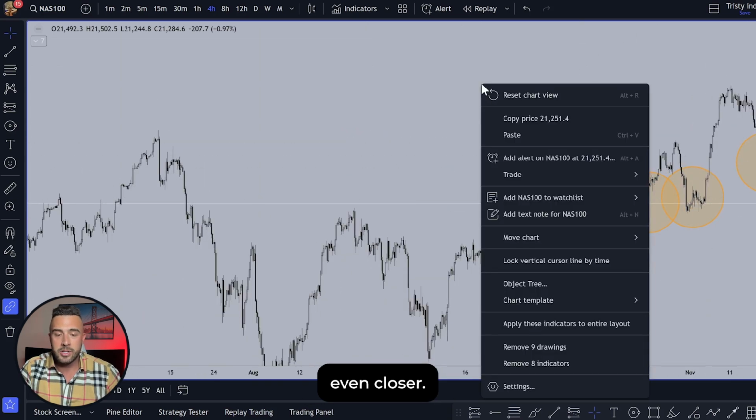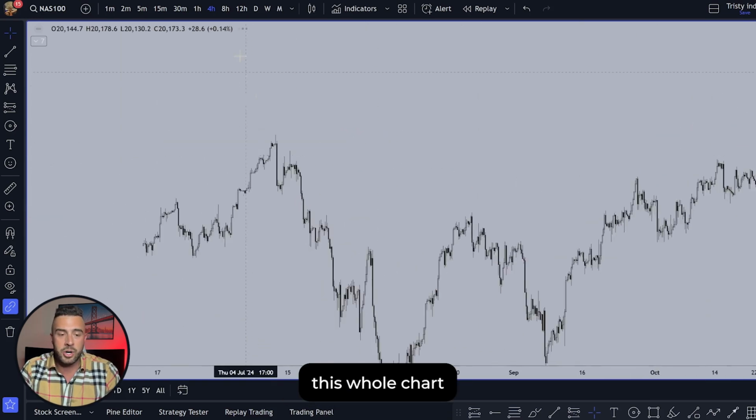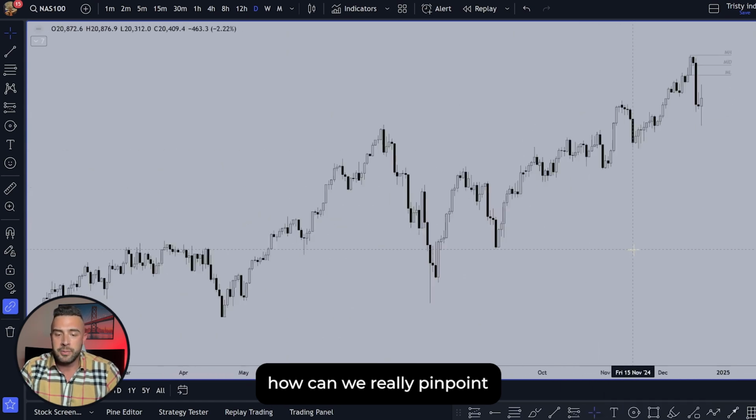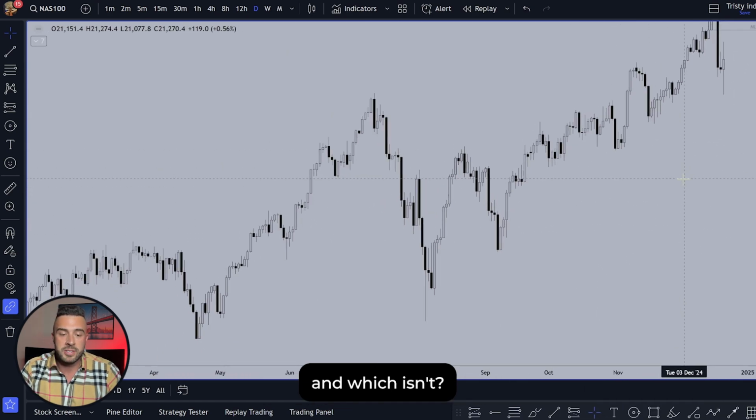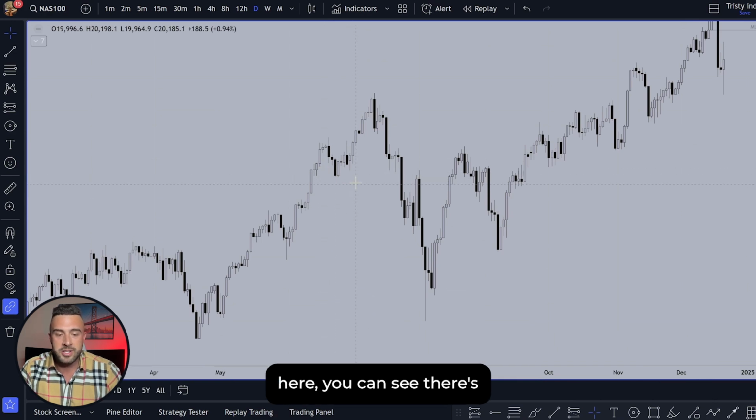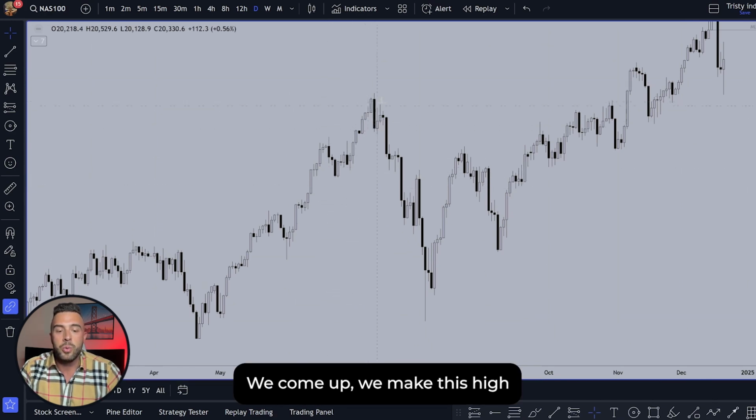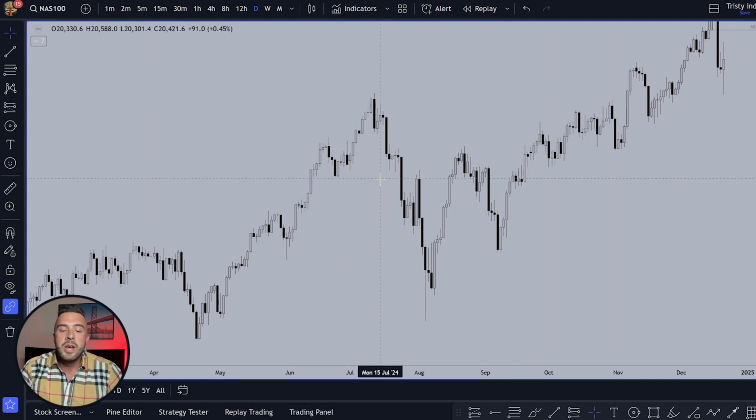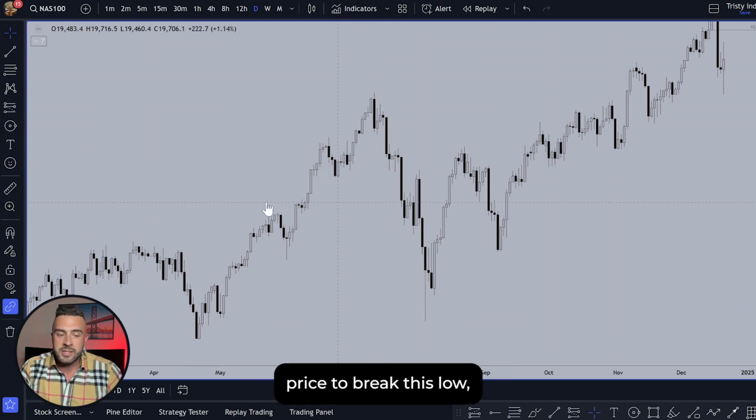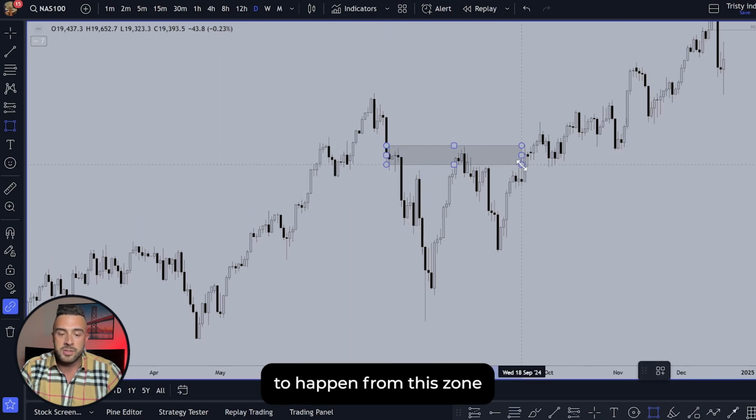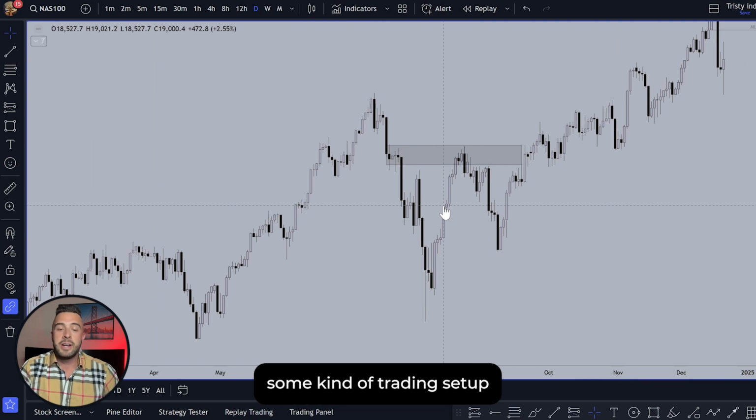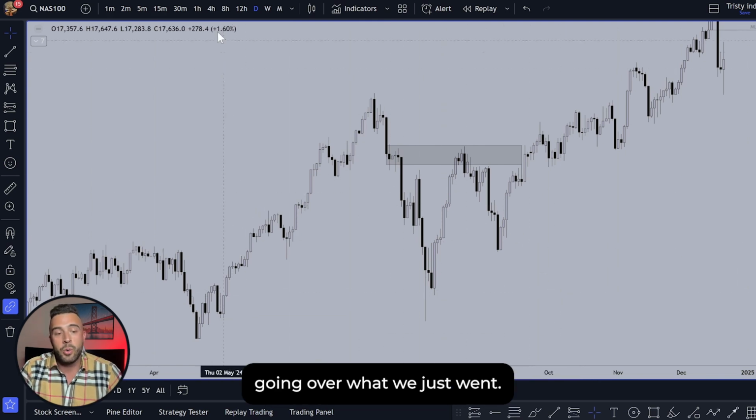So let's look at it even closer. If we exit this chart and go to the daily time frame, how can we really pinpoint which one is going to work and which isn't? If we look at this daily chart, you can see there's a very clear low. We come up, make this high, and break down right here. In order for price to break this low, obviously we're going to need a large amount of selling pressure from this zone right here. So let's zoom in here and see if we can find some kind of trading setup inside of this.